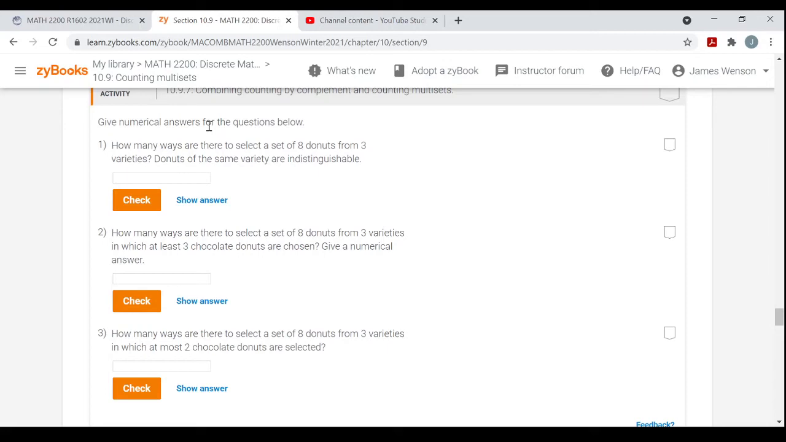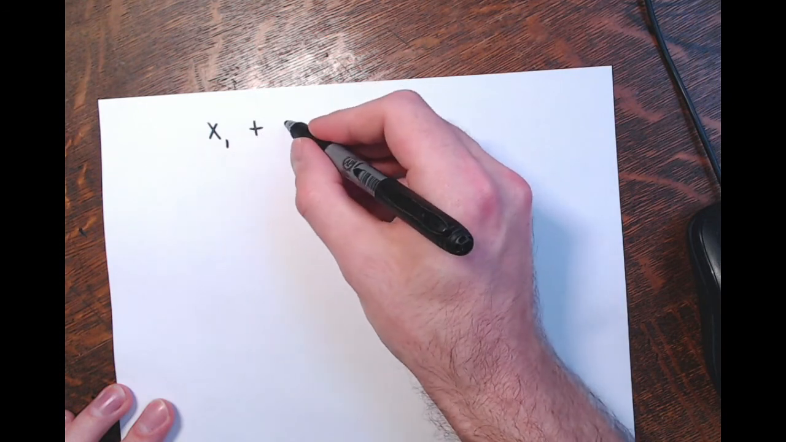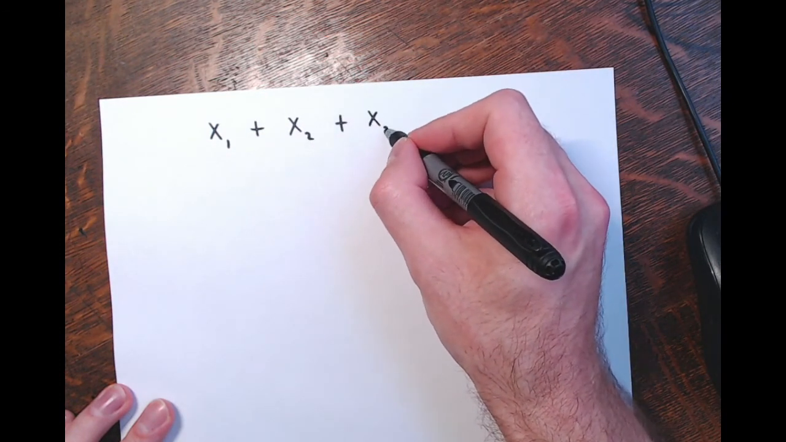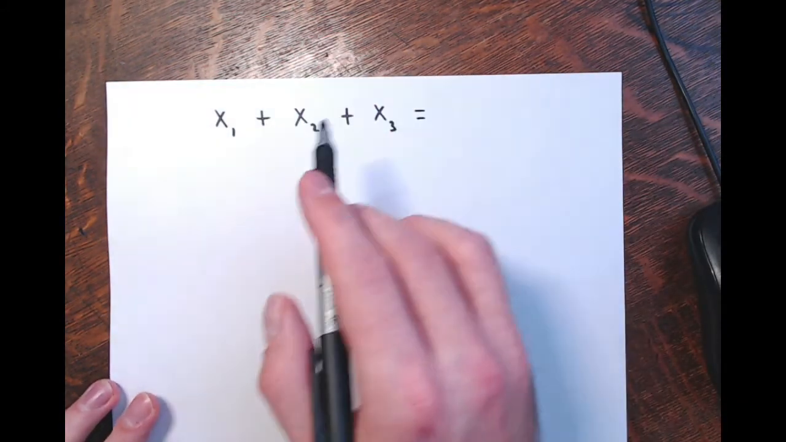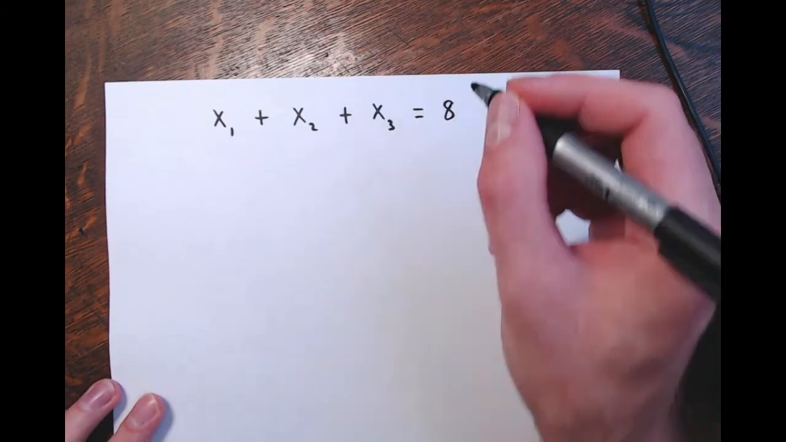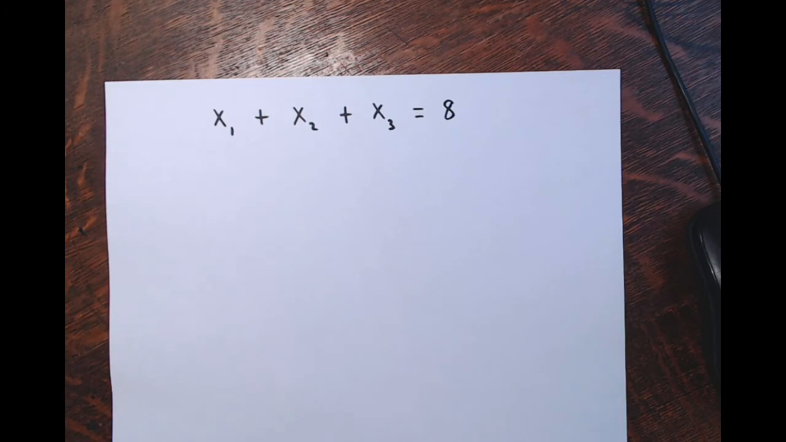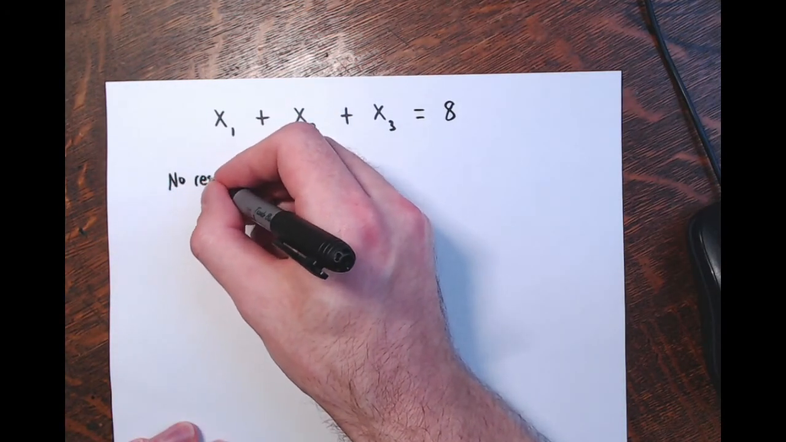So let's talk about this. Now this is the same as before, right? 8 donuts, 3 varieties. So that's donut number 1 type plus how many of donut number 2 type you are taking plus how many of donut type 3, and the number you take of each should add up to 8. I'm taking 8 donuts and there are 3 varieties of donut. Now again, the first problem is there are no restrictions.